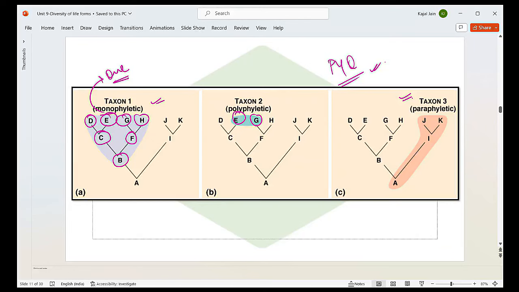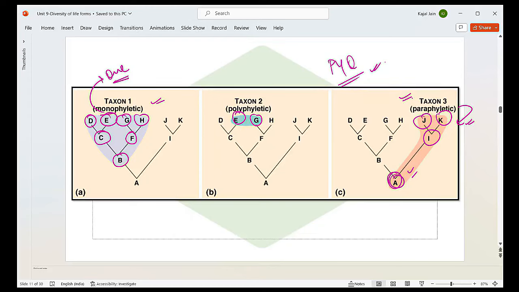Paraphyletic is when I'm looking into the most recent ancestor and any one of the groups. That is, I have taken this last common ancestor, that is, A was a common ancestor to everyone. So I've taken this group, and if I want to make a paraphyletic group, I'll take any of the branches and all of its members. That is what a paraphyletic group is. Remember this pictorial representation. You will never forget it. Monophyletic group: the common ancestor and every single member. That is what a monophyletic group is.